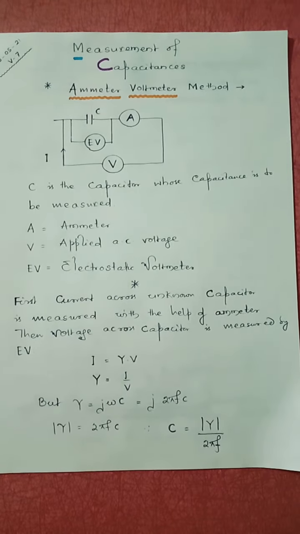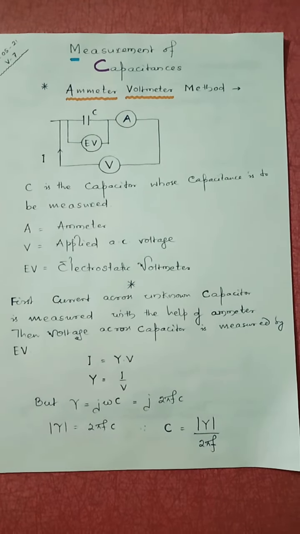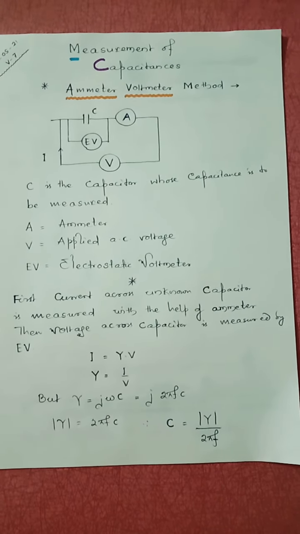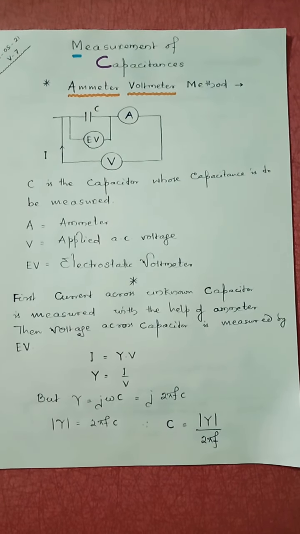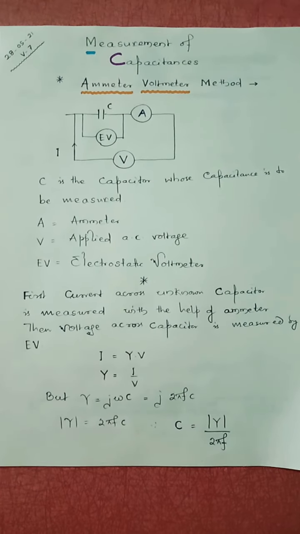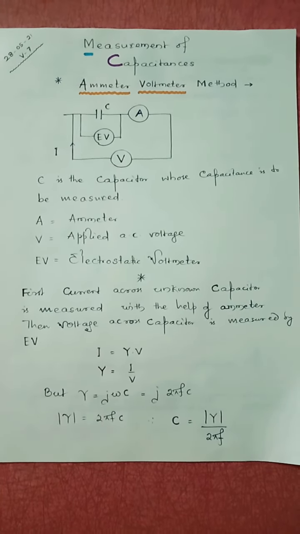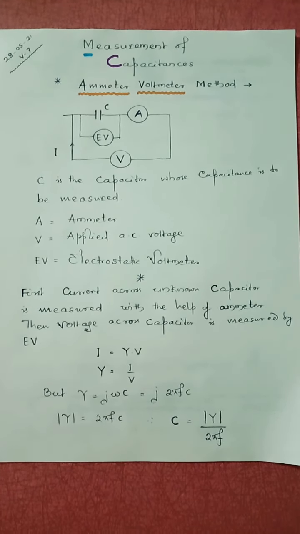As shown in figure, there is an ammeter and a voltmeter, that is called EV or electrostatic voltmeter. V is the applied AC voltage. C is the capacitor whose capacitance is to be measured. First, current across the unknown capacitor is measured with the help of the ammeter. Then, voltage across the capacitor is measured by EV.